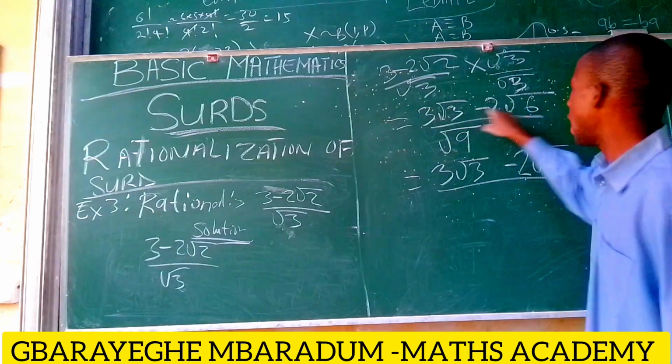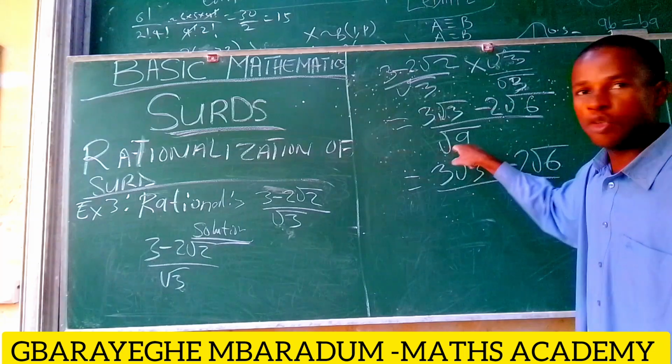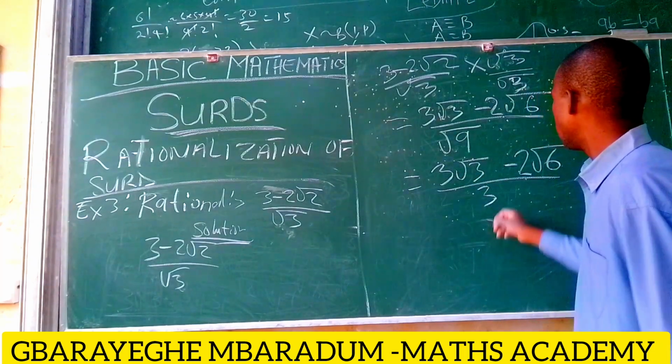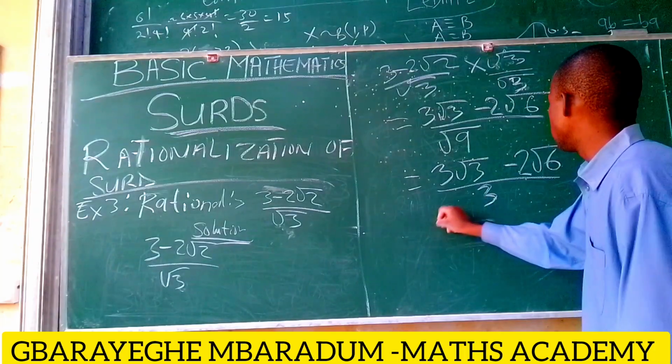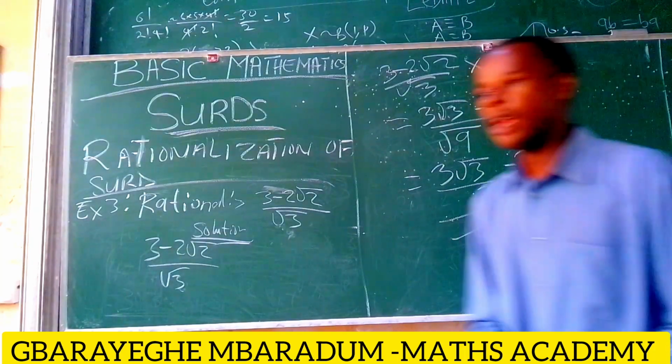And this numerator cannot simplify further. Root 9 is 3. So this is the final answer of how to rationalize this surd.